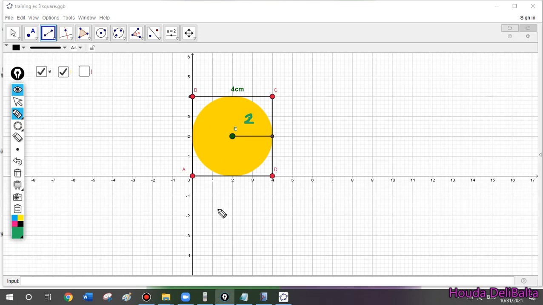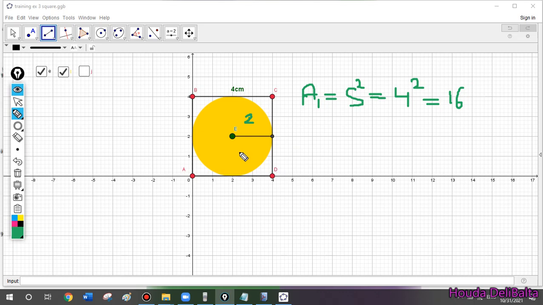Okay? Now let's remember, what's the area of the square? The area of the square, as I told you, is side squared. Let's call it A1. It is side squared, which is 4 squared, which is 16.